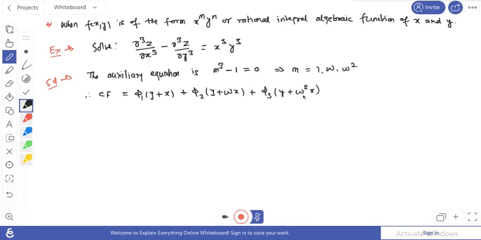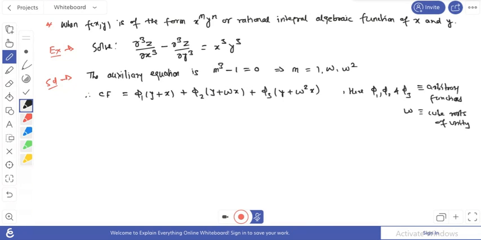Here phi 1, phi 2, and phi 3 are basically arbitrary functions. And what is omega? Omega is the cube root of unity. So this is our complementary function.